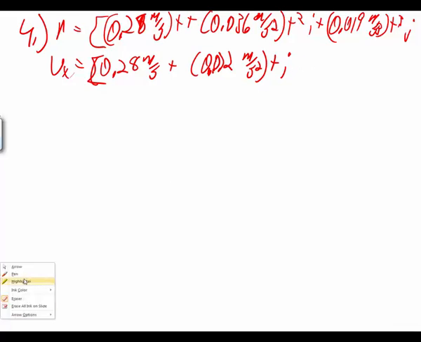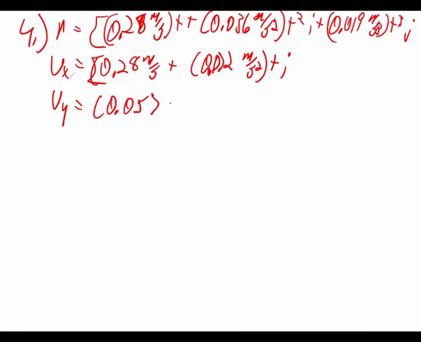Now let's do that y component. The Vy is going to be what? 3 times 0.019 is what? Well, 19 plus 19 is 38, plus another 19 is 57. So it's going to be 0.057, and that's meters per second cubed.